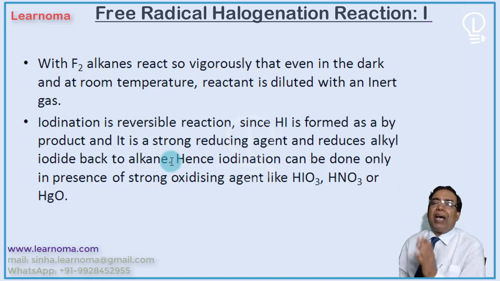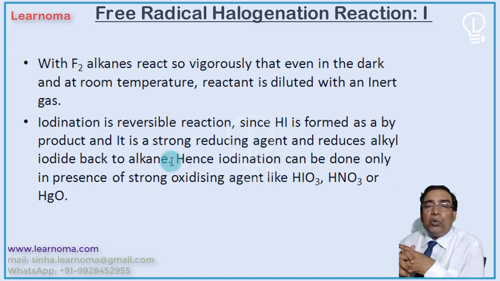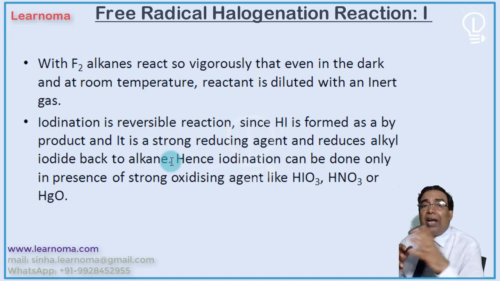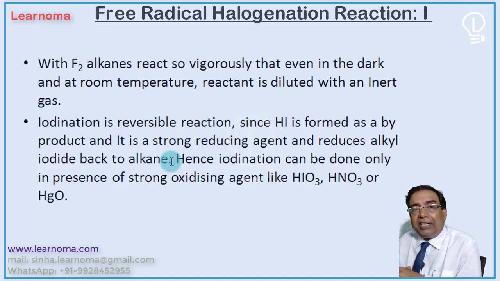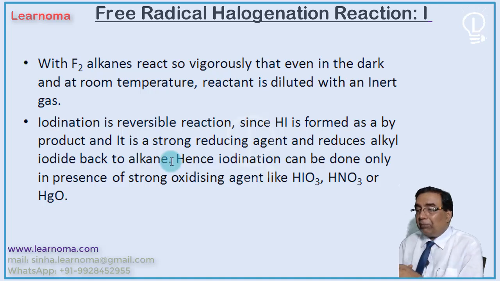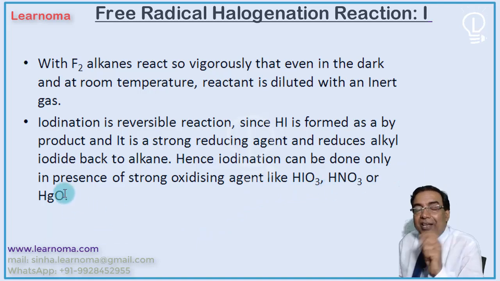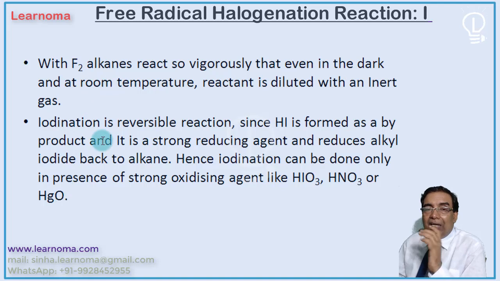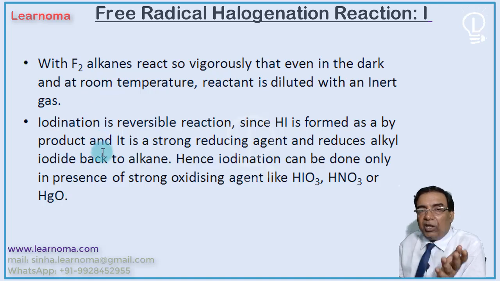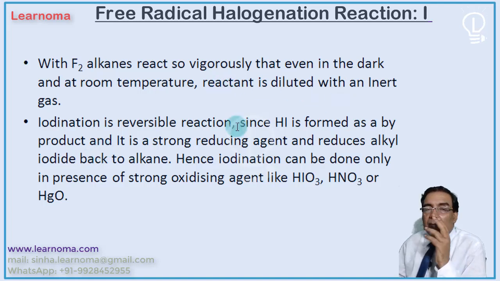Therefore, if we have to carry out iodination, we have to use a strong oxidizing agent so that the HI formed as a product gets oxidized to HIO4. For this purpose we use HIO3, HNO3 or HgO. They will oxidize the HI formed in the reaction, and the reversible reaction is not possible. The product will not get converted back to reactant. This is the beauty of this reaction. You have to think about this one. Why is fluorination not controllable? Why iodination is reversible?